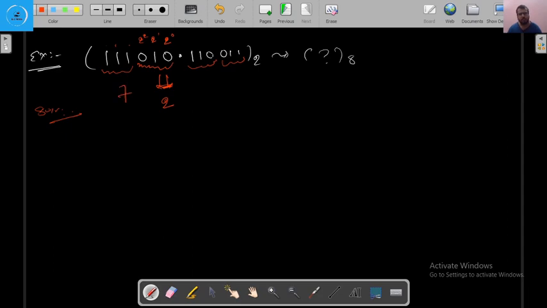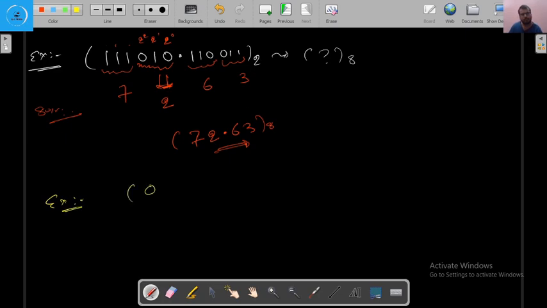And here 4 plus 2 equal to 6, and here 2 plus 1 equal to 3. Then we can write it as 72.63 in octal. Then let's see another example.